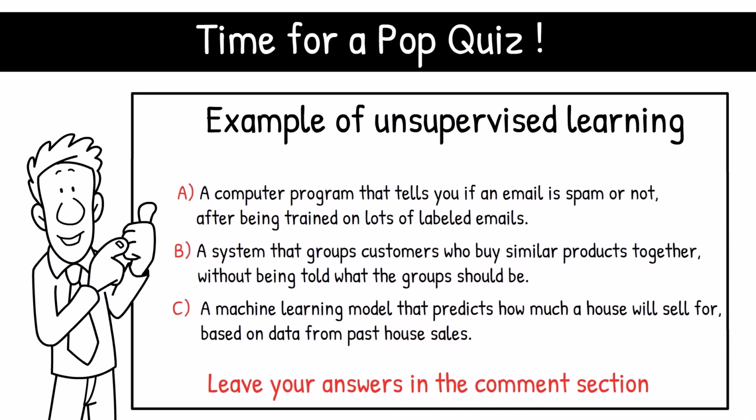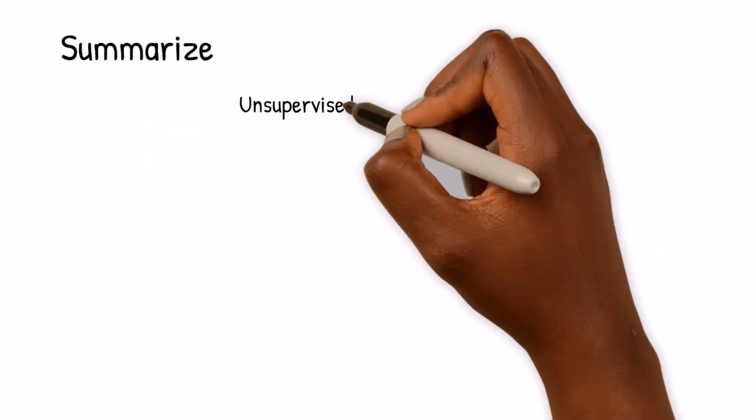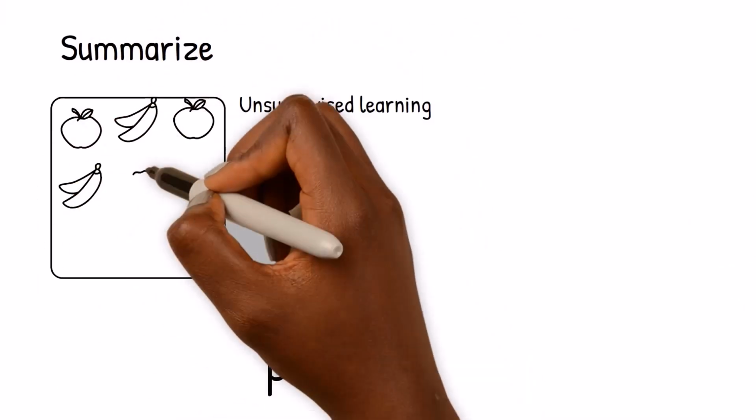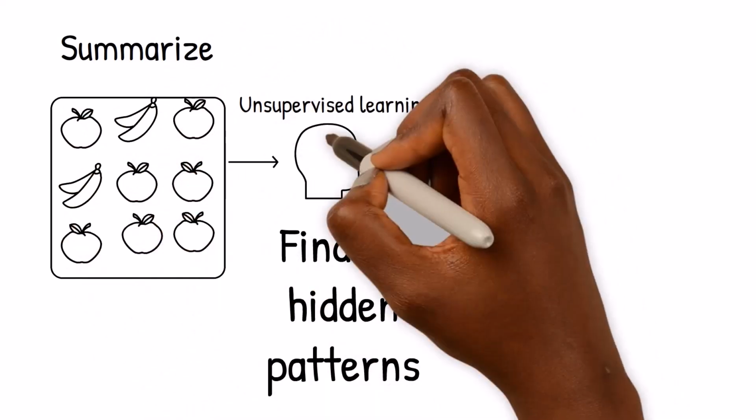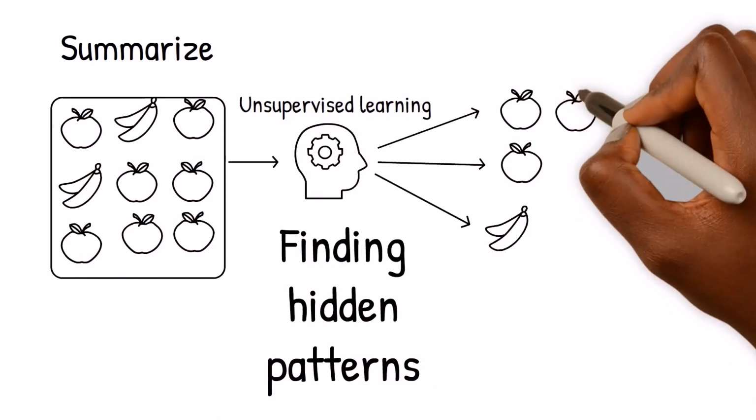To summarize, unsupervised learning is all about finding hidden patterns and making sense of data without any labels or correct answers.